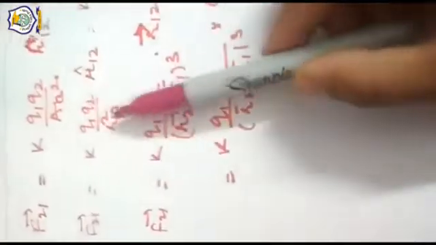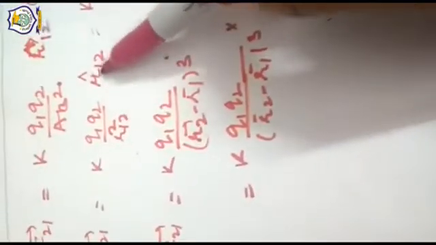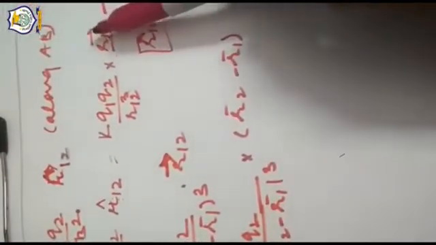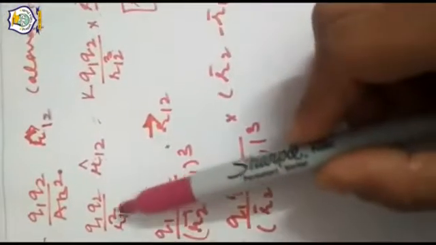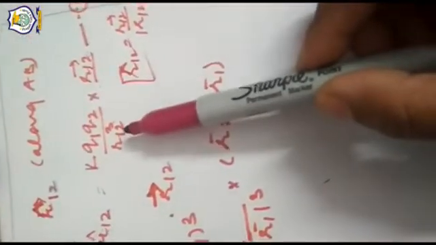So, F21 is equal to K Q1 Q2 upon AB square. The value of AB is R12, so it is R12 square and here R12 cap. Now, in the next step, we can convert the R12 cap into simple vectors. So it is K Q1 Q2 upon R12 cube into R12 vector, because we are making use of this formula: R12 cap is equal to R12 vector upon R12.